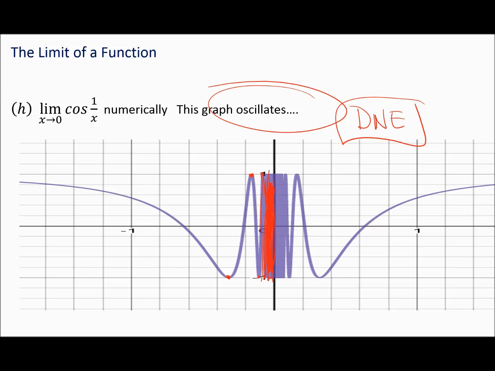Now, there is a graph, you'll see this in the future, that does oscillate, but it gets smaller and smaller each time it oscillates. That's not the same thing. This is going from -1 to 1, -1 to 1, over and over and over again. Therefore, the limit does not exist. I know, it's the weird examples.